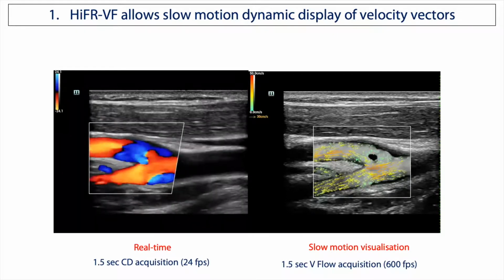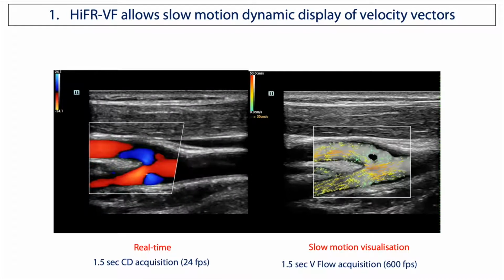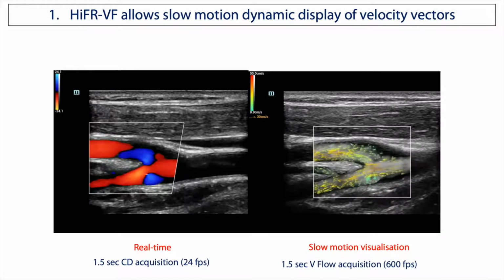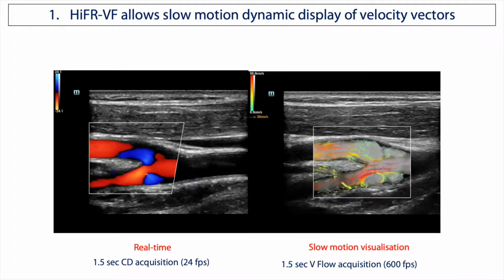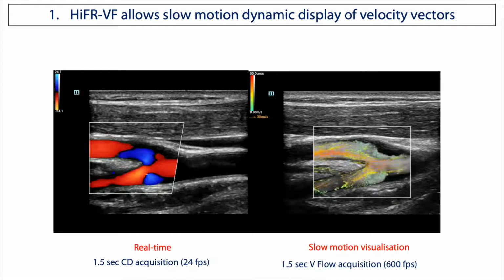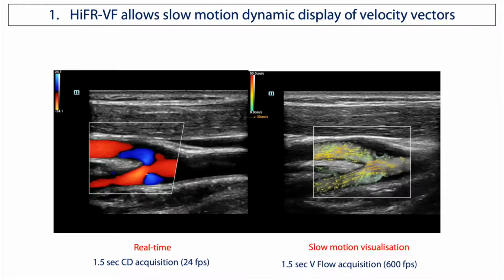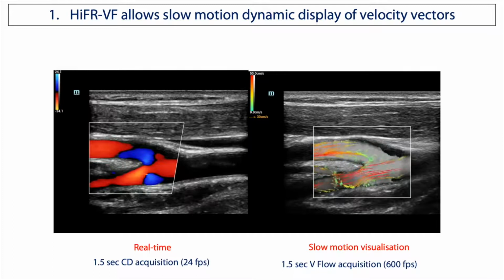On the left side, we see what color Doppler shows on the screen after the 1.5 seconds flow interrogation. On the right, you see what really happens in those 1.5 seconds as shown by V-flow. We are able to identify flow streamlines, layers separation at the level of a flow divider, layers detachment from the wall with vortices and counter eddies in the carotid sinus.